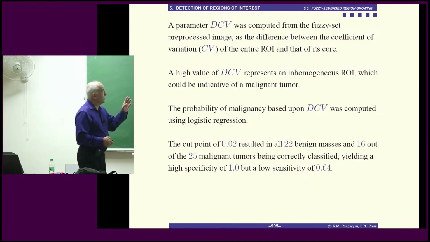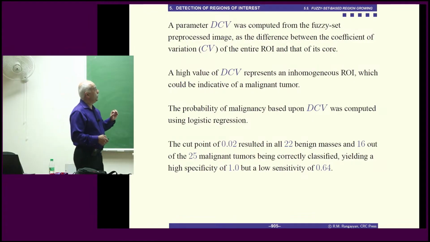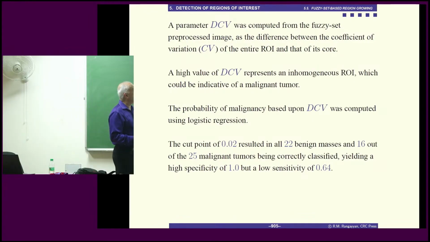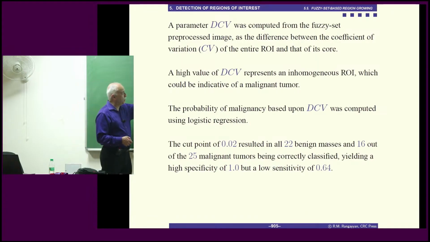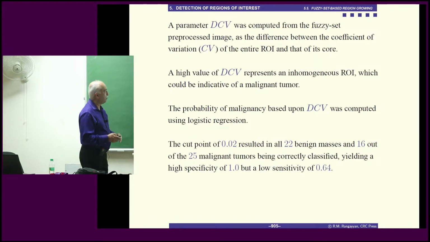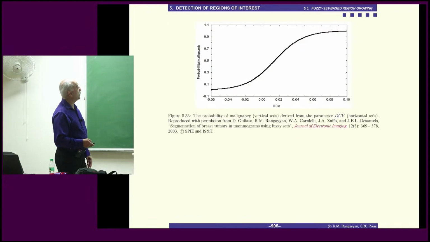The high value of DCV represents an inhomogeneous ROI. That is, the density variation is substantial, which could be indicative of a malignant tumor. The probability of malignancy based on this coefficient was computed using logistic regression, and we found a cut point for classification. So we got a specificity of 1, but the sensitivity was a little low, of the order of 0.64.